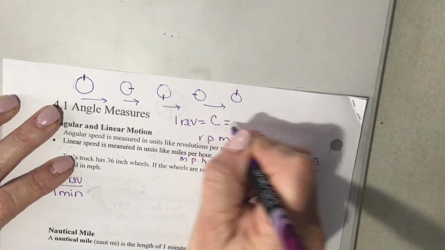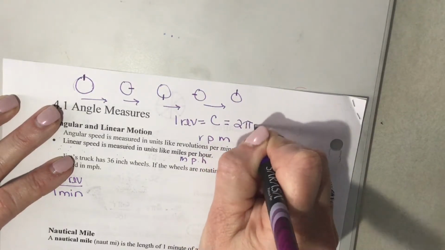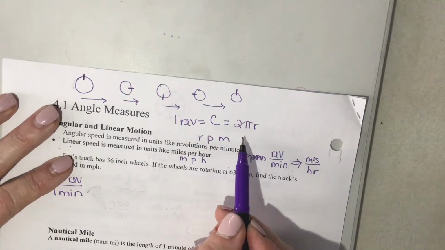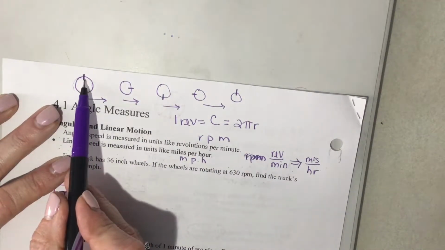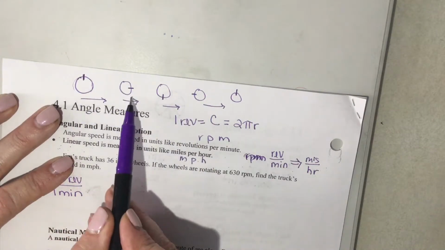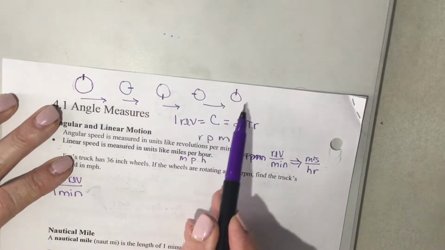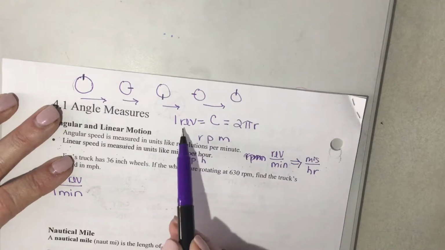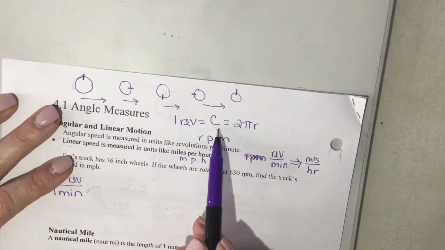What is circumference of a circle? 2 pi r. Critical. So understanding that if I marked the wheel and it was moving forward, if I measured that, I would have actually found the circumference of that circle, of that wheel. Okay? So 1 revolution is the same thing as circumference.